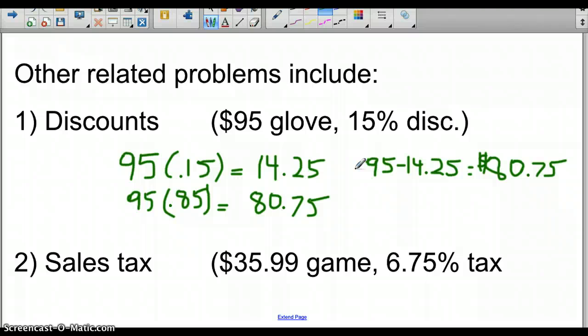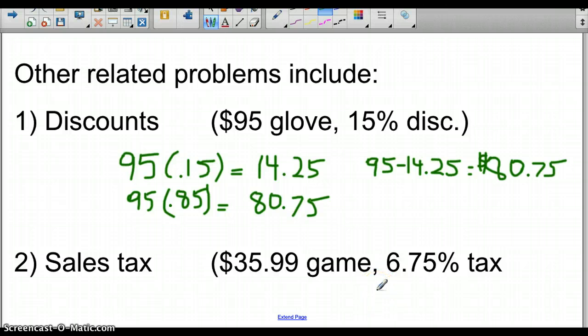But basically, you can either take $35.99 times 0.0675, get an answer, and then add it together to the $35.99, or you can take $35.99 times 1.0675, and when you multiply that by that 1, that brings this $35.99 into your answer. And then the 0.0675 will add on the tax part, and so in one step you can get the entire answer as well.